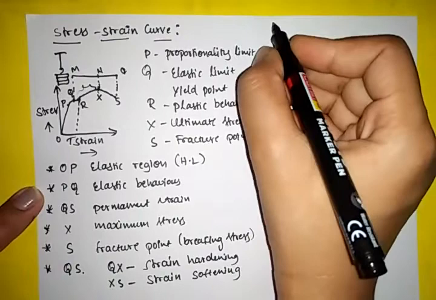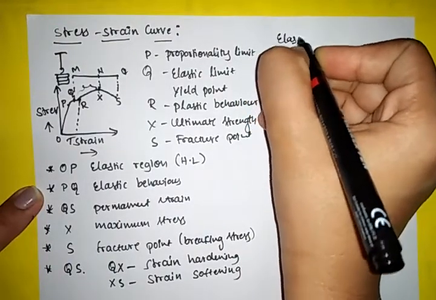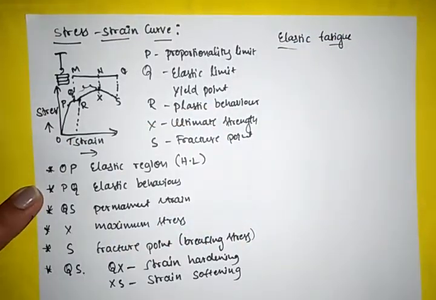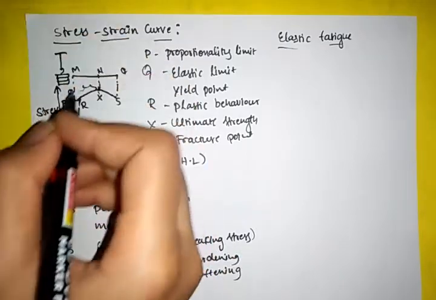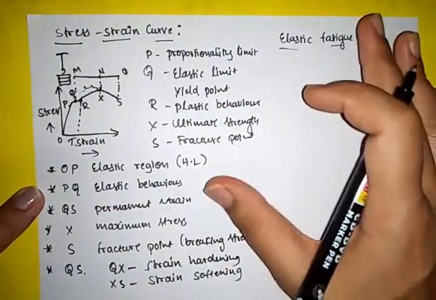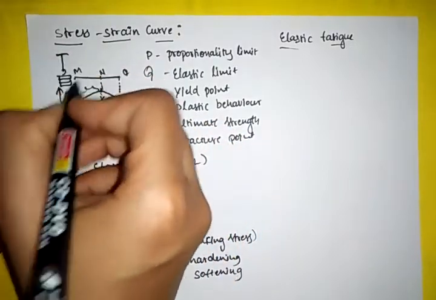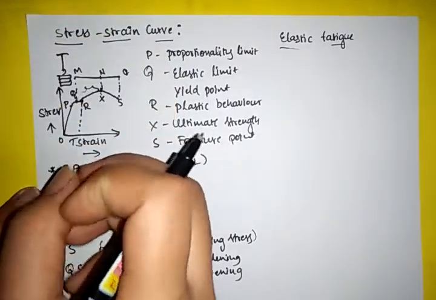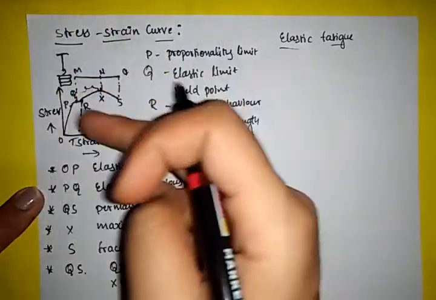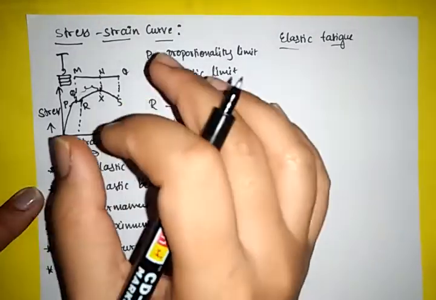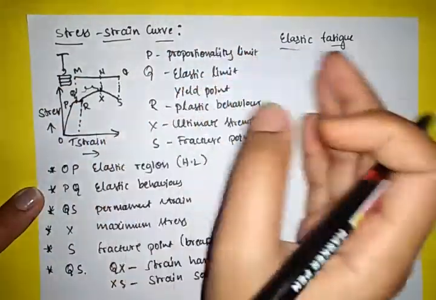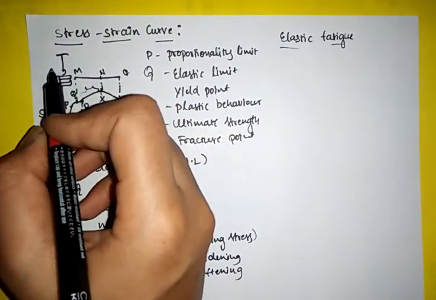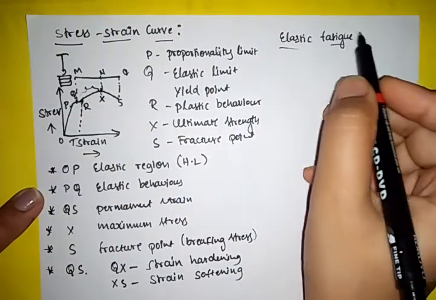Next concept is elastic fatigue. What is meant by elastic fatigue? If we consider an elastic material subjected to a number of cycles of loading and unloading, the material experiences repeated strain. During this course, the material experiences elastic tiredness. Elastic tiredness takes place in the material, and this is known as elastic fatigue.